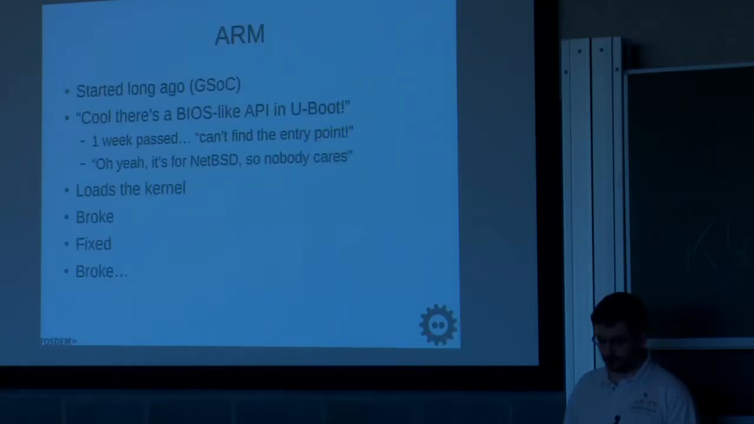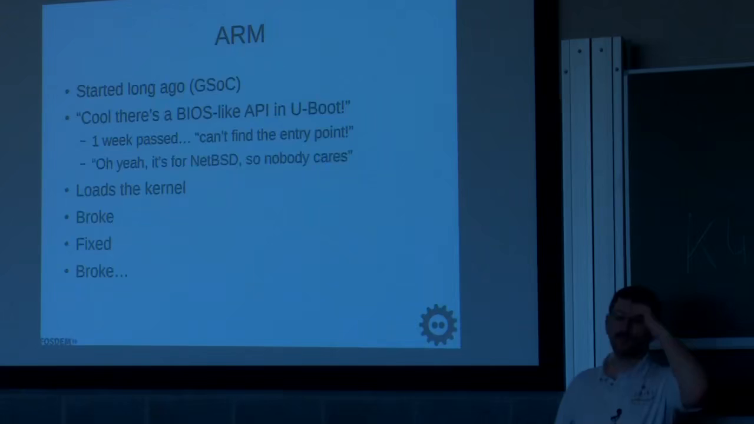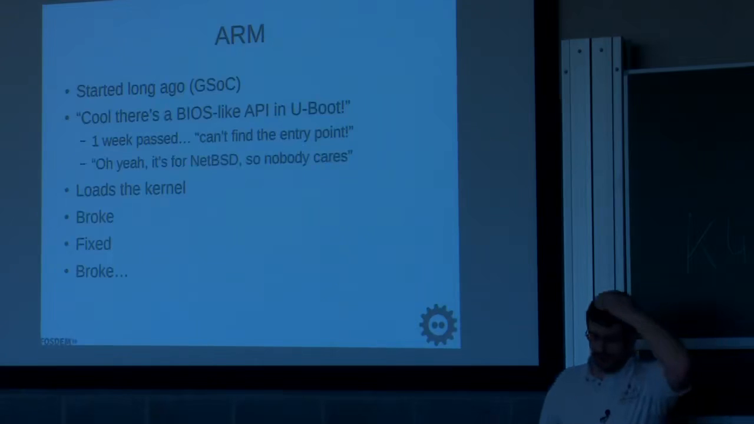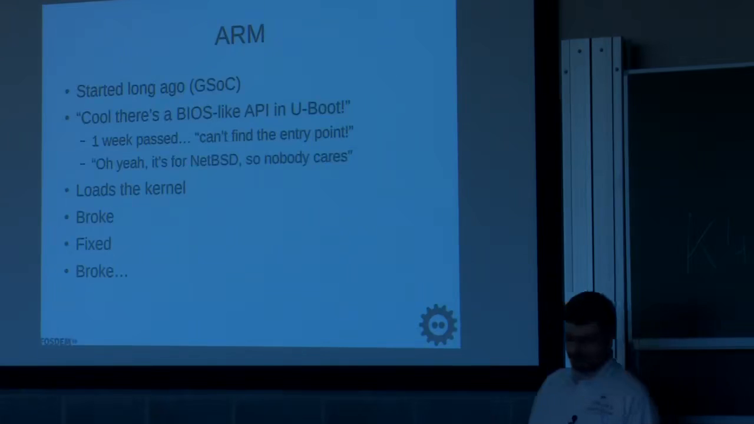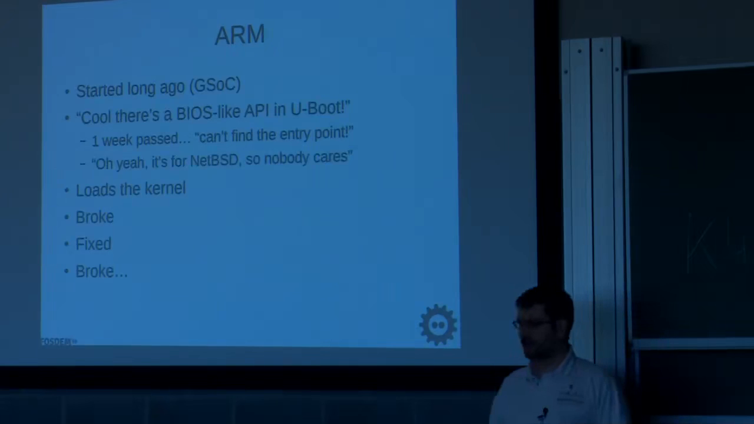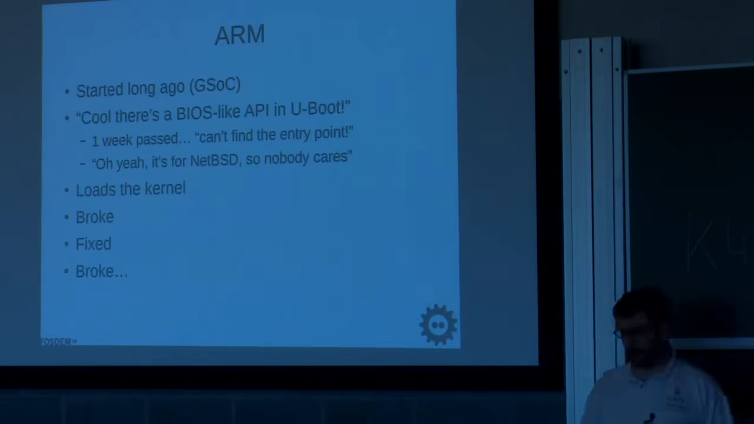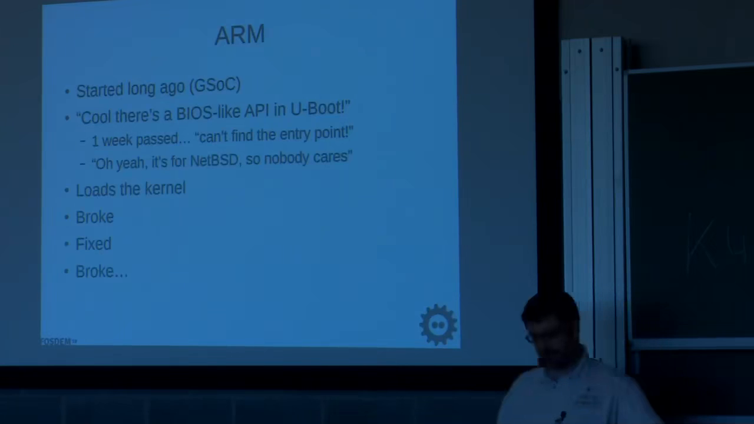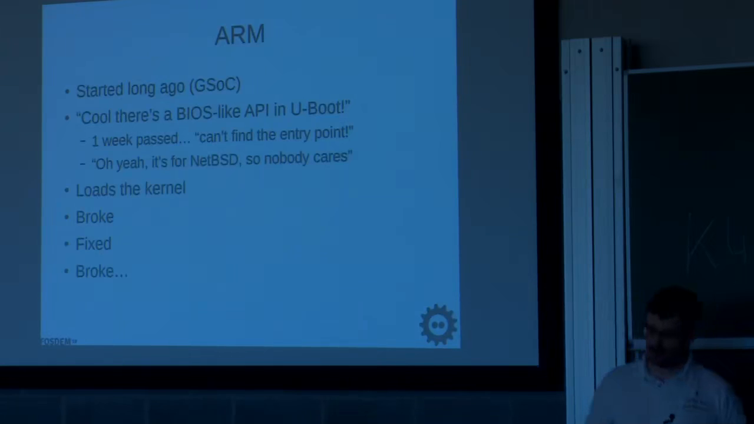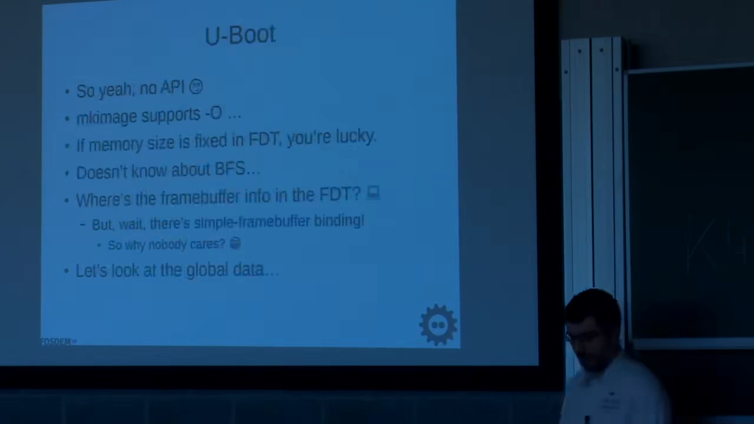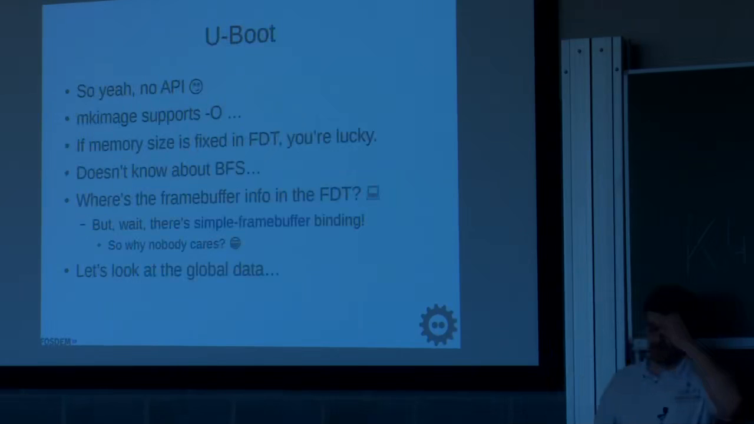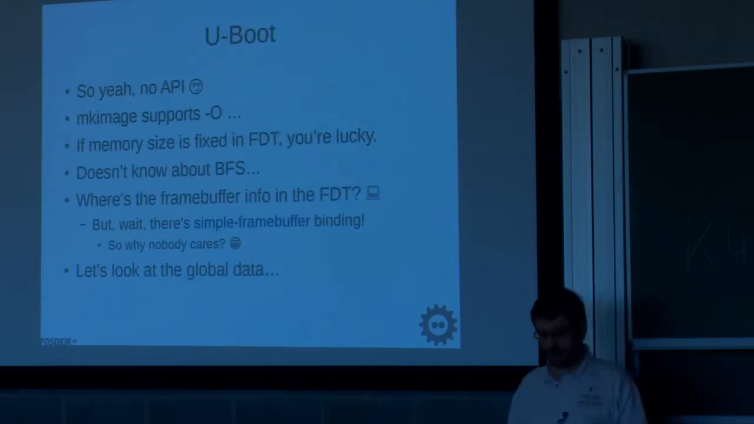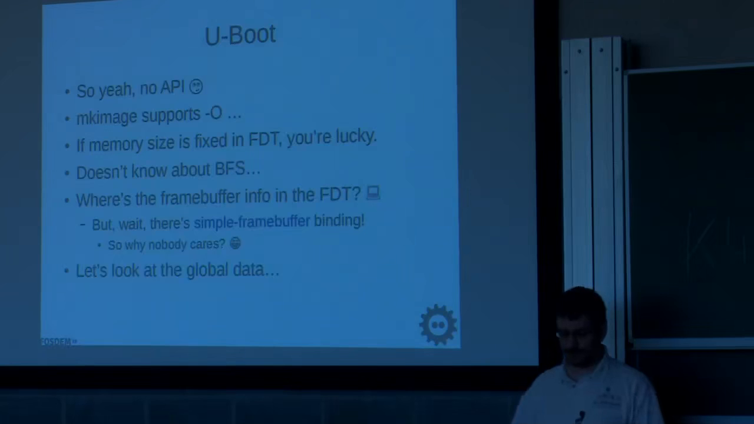ARM. Well, it started long ago, and we thought, oh, cool, there's an API in U-Boot. We can call it. And then we spent a week trying to find it. And oh yeah, actually we wrote it for NetBSD or FreeBSD, but well, nobody cares about them, so nobody compiles it in. Okay, well, then we managed to load the kernel, and then some people wrote stuff for x86 that broke the build, so we fixed it, then it breaks, so, well, okay. So yeah, basically U-Boot, there's no usable API.